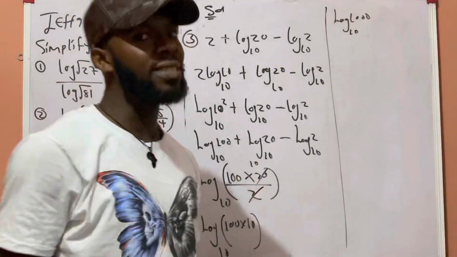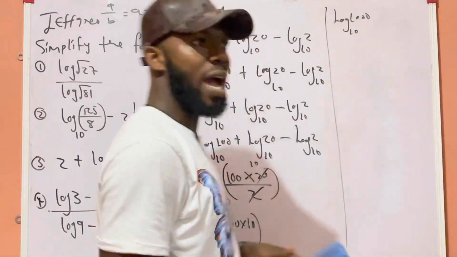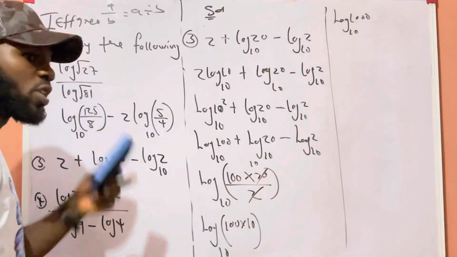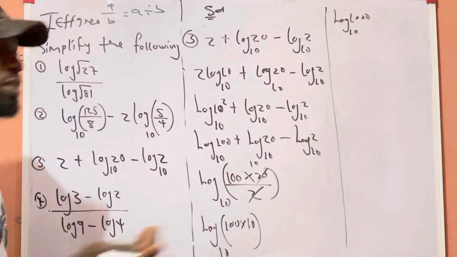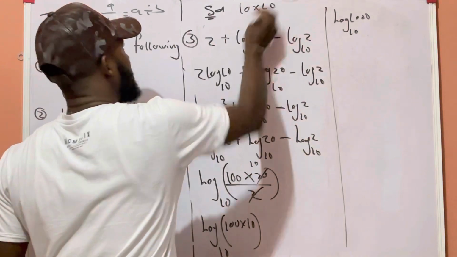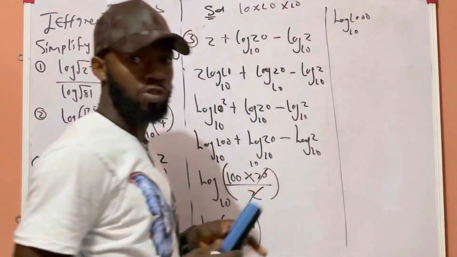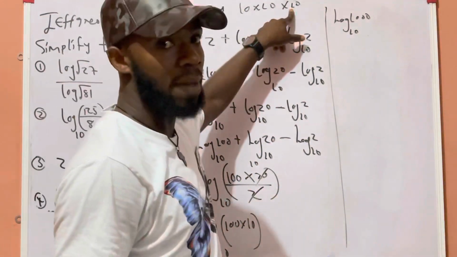Now I can't leave my answer like this, never. Because why? I can break 1000 to base 10. And how do I do that? How many times will you multiply 10 to get 1000? 10 times 10 is 100. 100 times 10 is 1000. So it means when I multiply 10 3 times, I will get 1000.